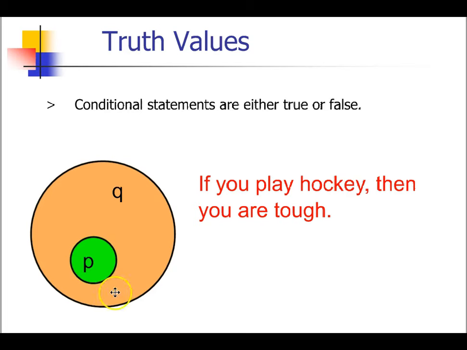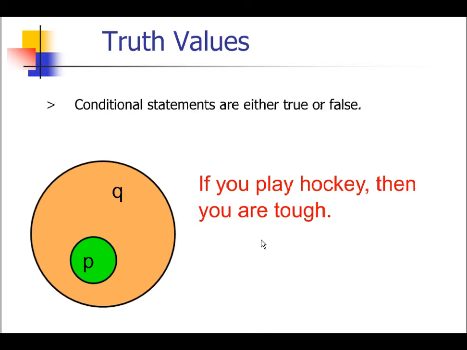Well, the set of all tough people includes, maybe you're an MMA fighter, or maybe you play football, or maybe you're a tough guy who doesn't play any organized sports. So you can be tough and not play hockey. So the hypothesis is true, but the conclusion of this statement would not be true. Let's take a look at the inverse. The inverse would be, if you don't play hockey, then you are not tough. So if you don't play hockey, meaning you're outside of that group, then you're not tough. Well, you could be outside of that group and still be tough. So that would be a false statement.